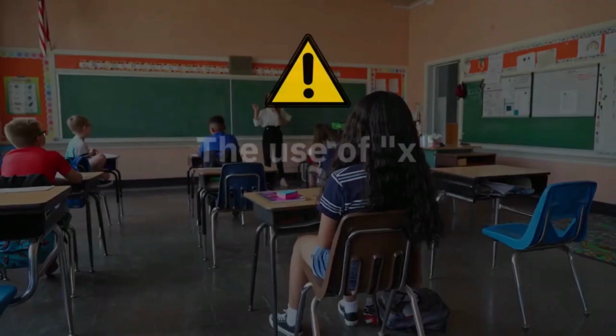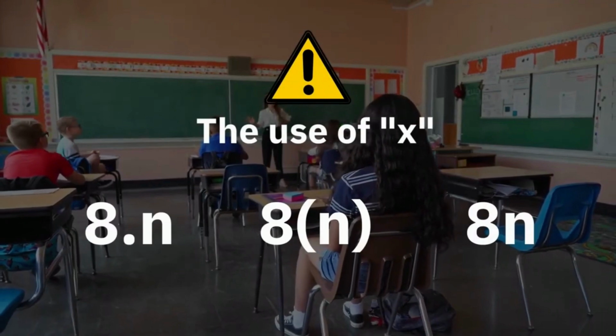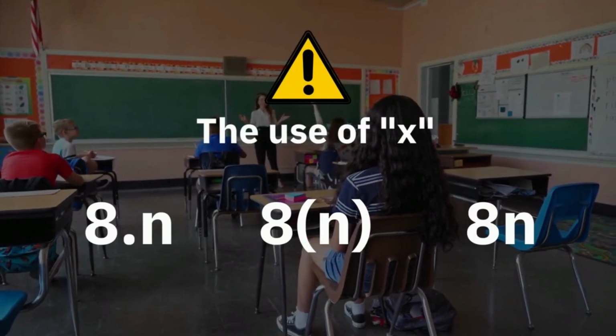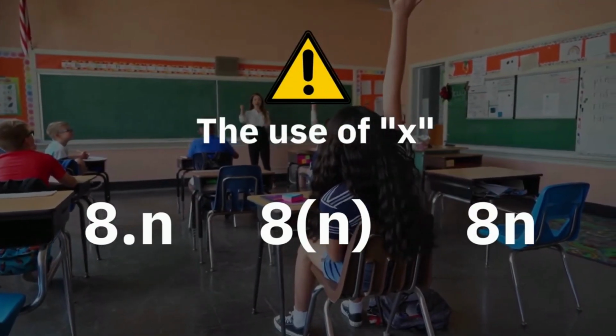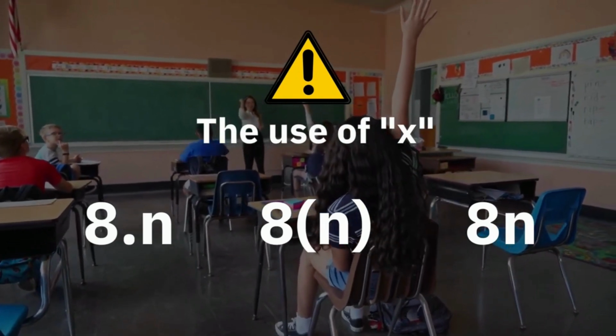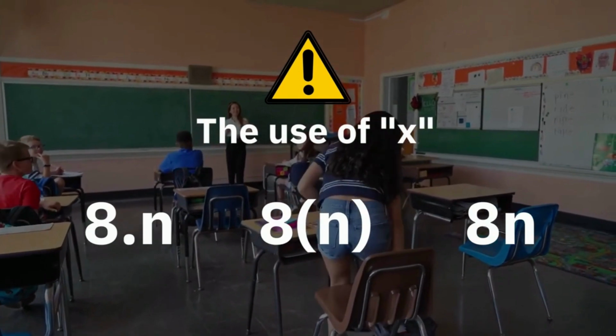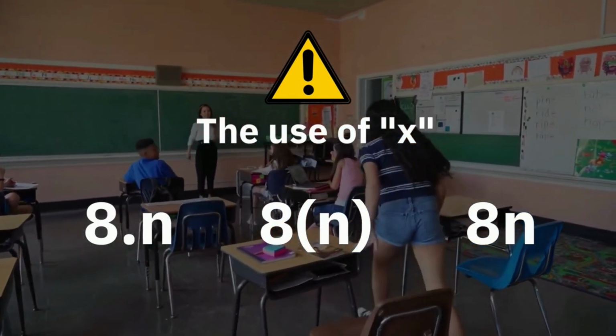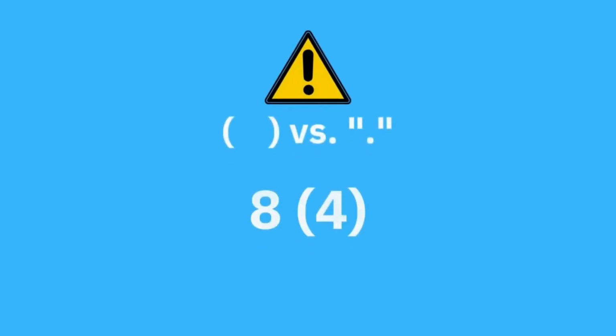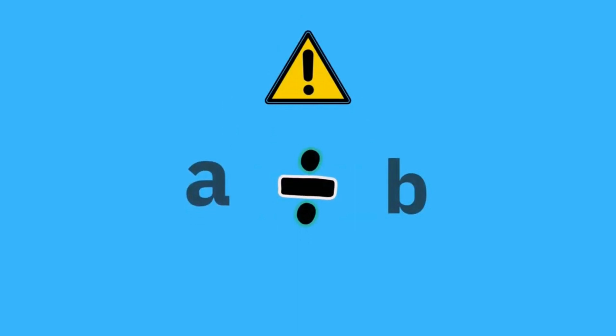The multiplication sign is seldom used in algebra since it could be mistaken for the letter x. Thus, if we wish to express the idea of 8 times the number, we can do this in any of the following ways as shown in the example below. For two numbers, parentheses are often preferred over a raised dot, which may be mistaken as a decimal. Thus, 8 times 4 is expressed as shown in this example. The division symbol is rarely used in algebra.